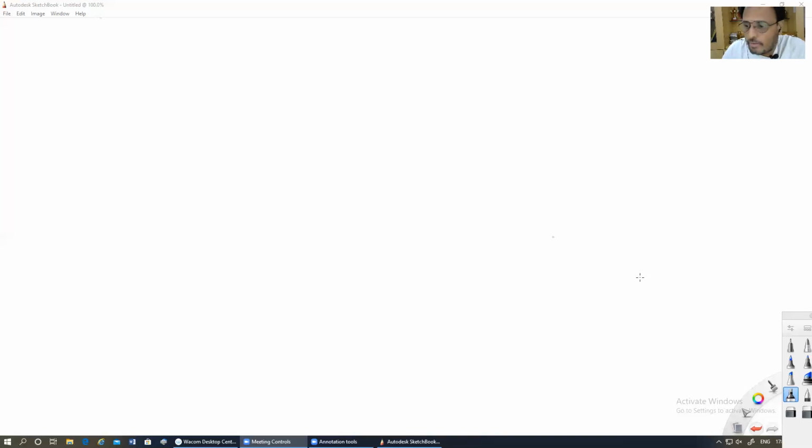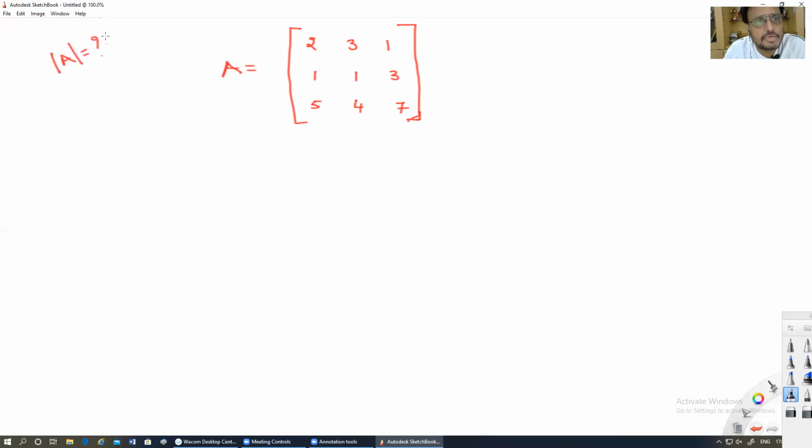So dear students, first I'm going to take one more example here. Suppose I take this matrix: 2, 3, 1, 1, 1, 3, 5, 4, 7. So this is the matrix. A matrix has to be written in square brackets always. Suppose this is the matrix A. We have to find its determinant, the determinant of A.